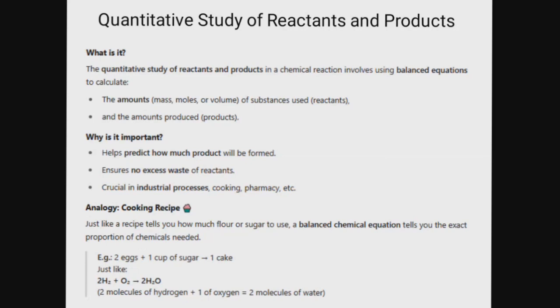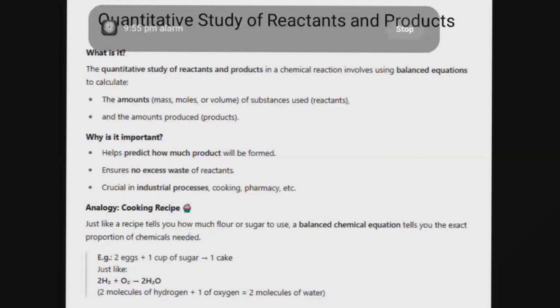So the main aim here, like I say, is to balance your equation when you are performing your practical, to know the exact amount that you're going to use so that you do not waste it or allow excess to go in where it is not supposed to go. Then it is used in industry, in cooking, and in pharmacy.